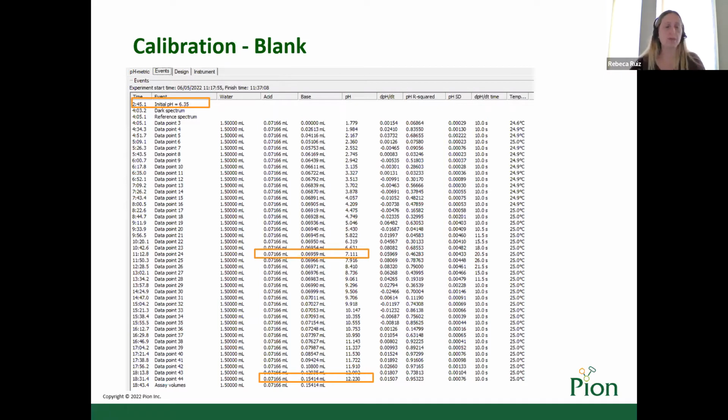So for example, if you have a blank that failed and you are looking at this screen at the volumes at around pH 7, and you observe that, for example, the volume of the acid is lower than the volume of the base, this could mean that there is a leakage in the acid dispenser, or maybe the base could be blocked.